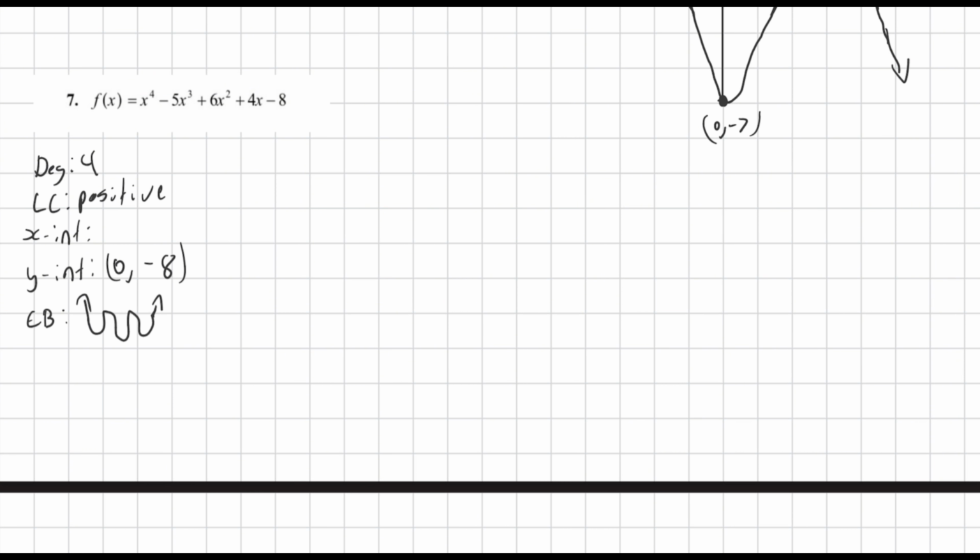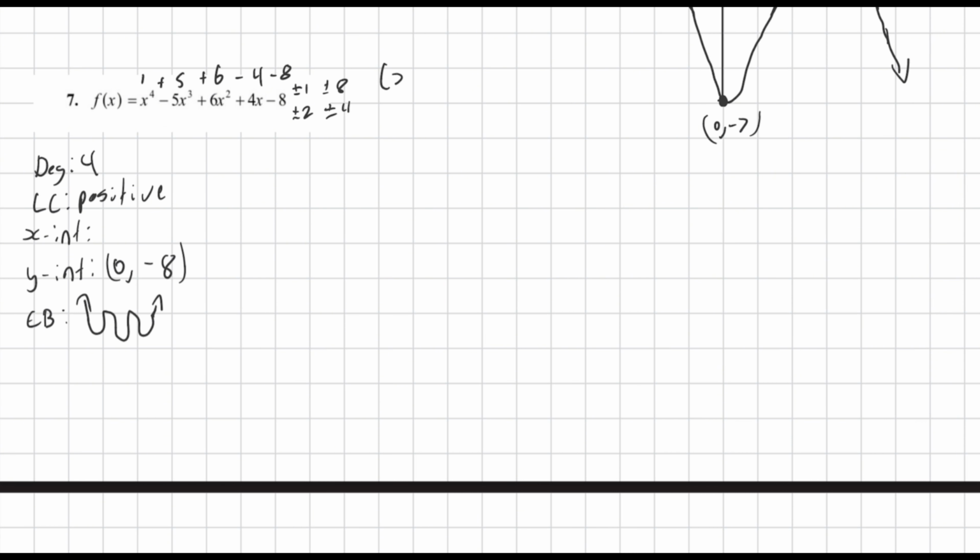Now for our x-intercepts, let's go ahead and do that. We're going to have to do synthetic division or long division here. So let's start with -1. -1 to the 4 is just 1. -1 to the 3 is -1, times -5 is 5. -1 squared is 1, times 6. And then -1 times 4, -8. So 5 plus 1 is 6, plus 6 is 12. 12 take away 4 is 8, take away 8 is 0.